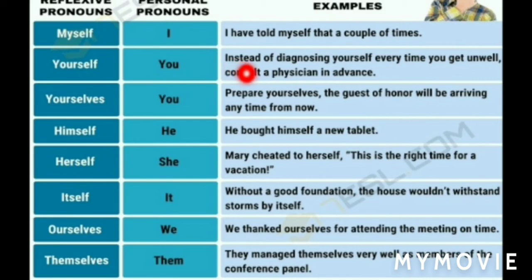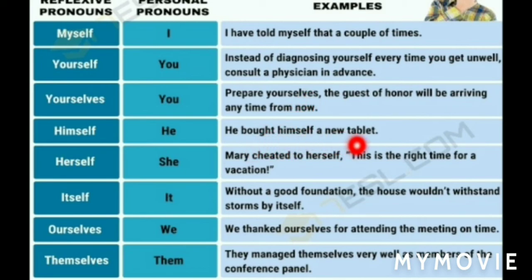Next example, instead of diagnosing yourself every time you get unwell, consult a physician in advance. Now, yourself is a reflexive pronoun. Next one, prepare yourselves. The guest of honor will be arriving any time from now. Yourselves is an object here, so this is also a reflexive pronoun.